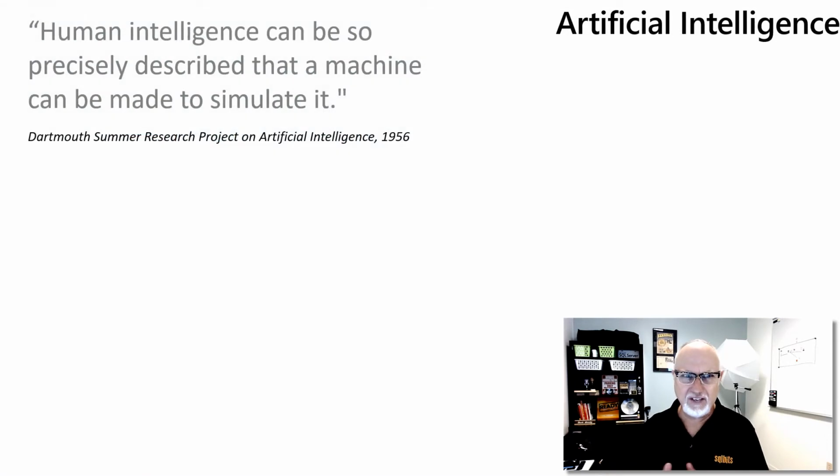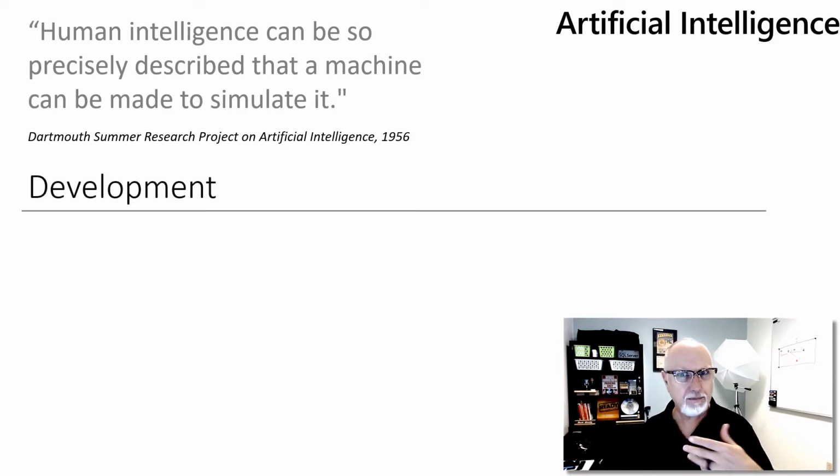Back in 1956, there was a summer research program at Dartmouth College, and they said human intelligence can be so precisely described that a machine can do it. In other words, we felt people were so predictable that they could be reduced to mathematical formulas. Well, I think we've proven the capacity of humans to be predictable is not true, but we can get fairly close. The development of this process came out of two big ways.